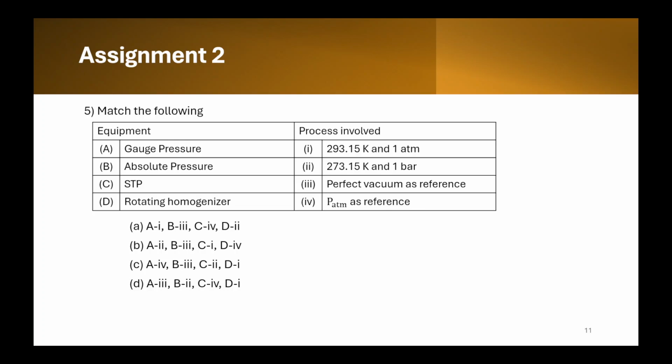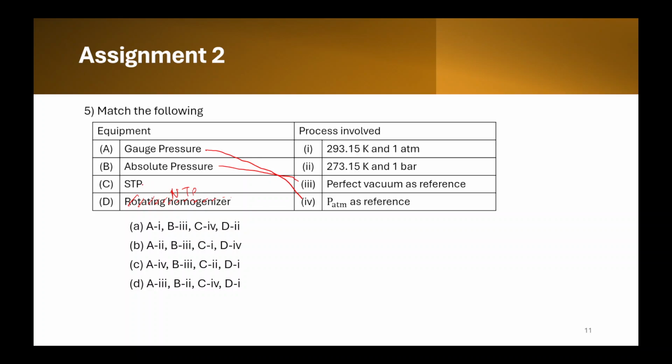Match the following. As we have discussed, we need to find the correct option for gauge pressure. From here we can see that P atmospheric is the reference for gauge pressure, as we have discussed. Then for absolute pressure, perfect vacuum is the reference. Then for STP, this is not the correct answer. This will be NTP, sorry.